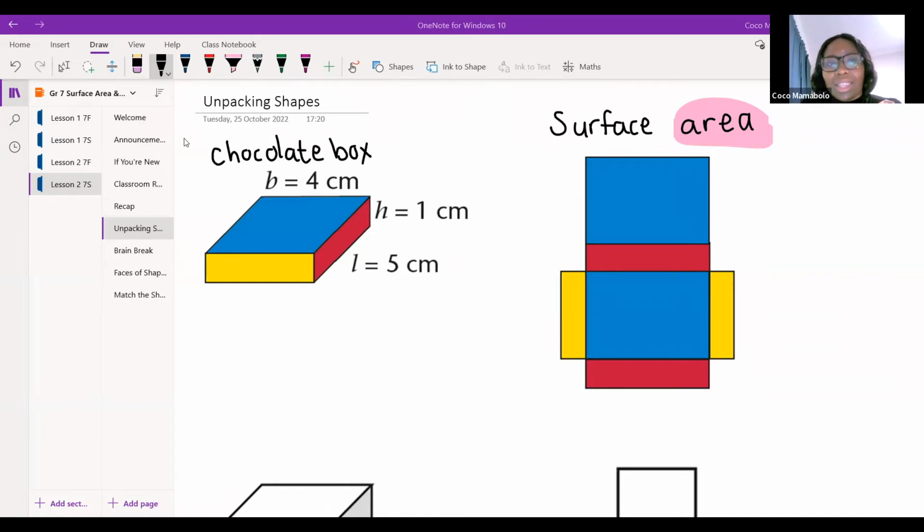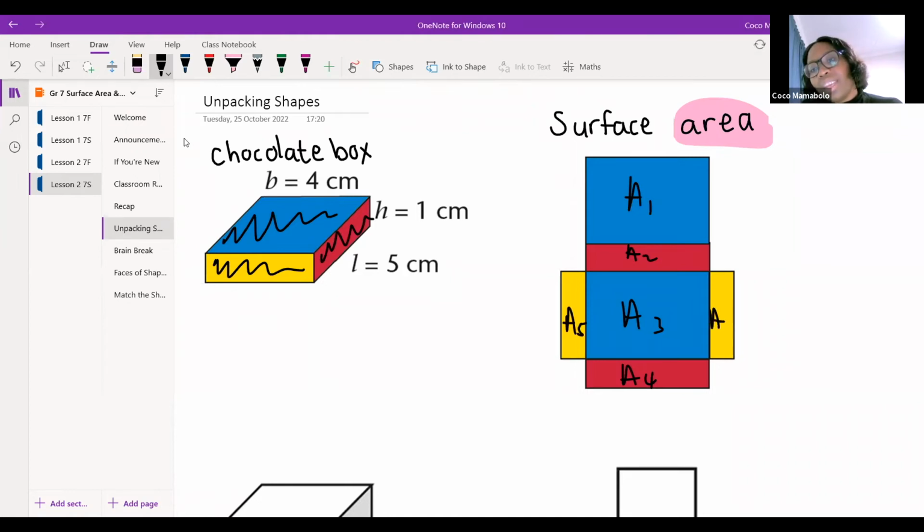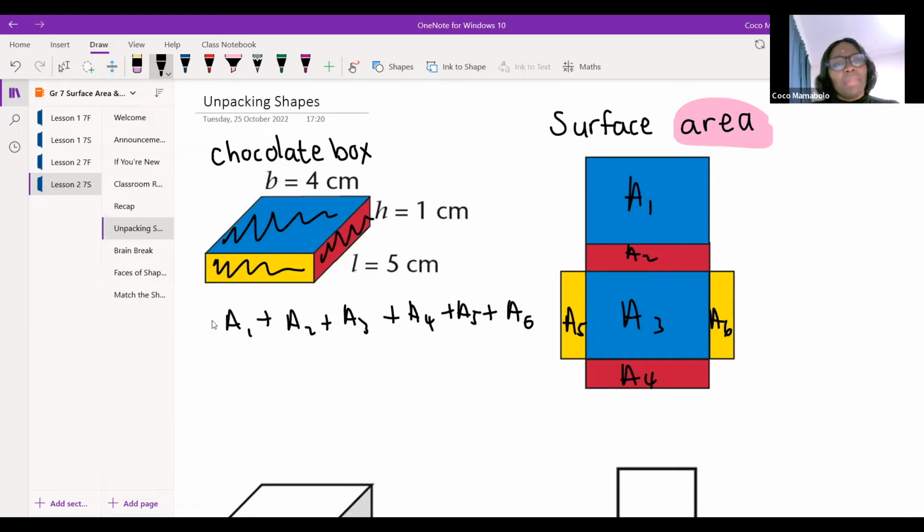So I'm going to take this side over here, the area of that side, and I'm going to add it to the area of this side and add it to the area of that side. So this area, area 1, area 2, area 3, area 4, area 5, and area 6. And I'm going to add them all together. A1 plus A2 plus A3 plus A4 plus A5 plus A6 is going to take us a while, but you guys get the idea. Each of the surfaces, I'm going to take the areas and add them together. And you guys are correct. There is a formula.